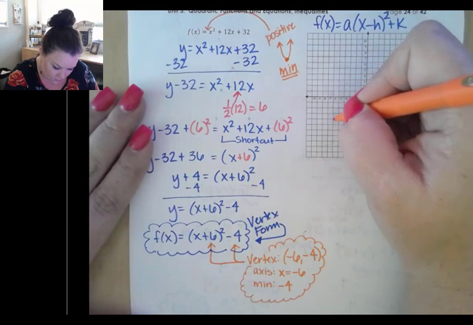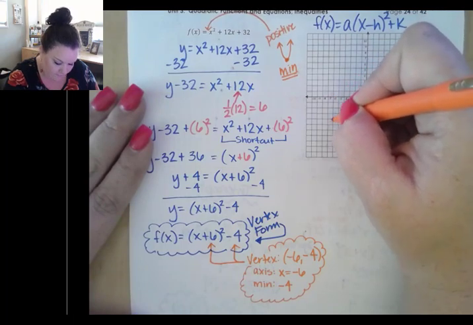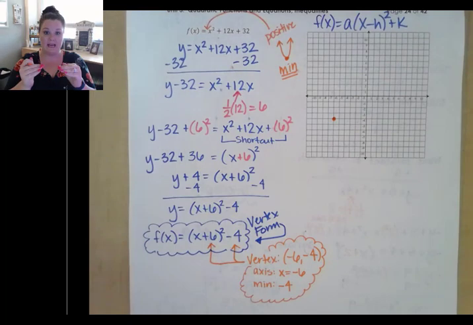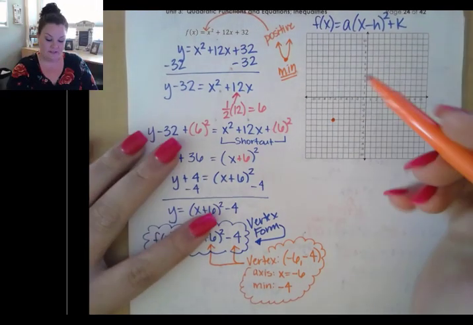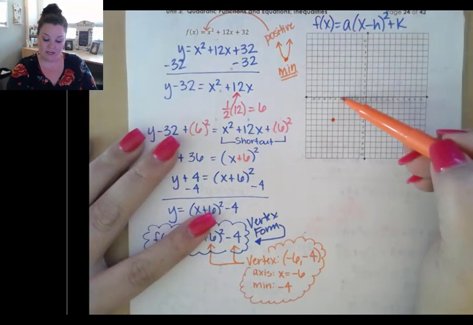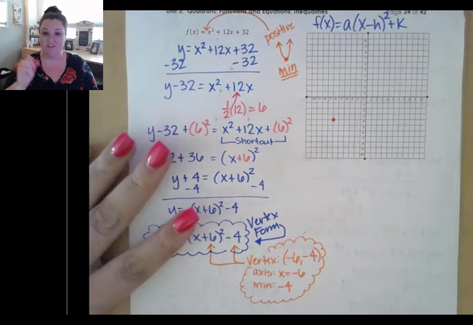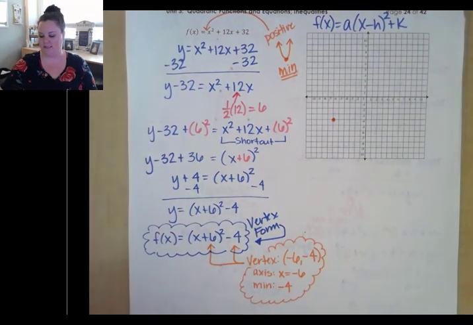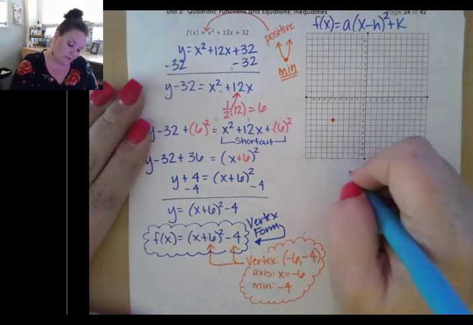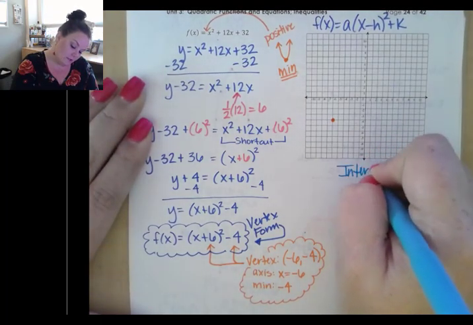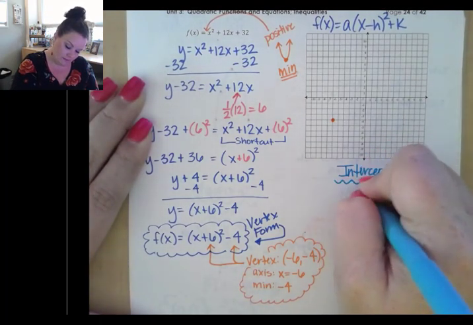1, 2, 3, 4. So we're right here, and so we're below the x-axis, and we know that it's going to open up, right? So if it's going to open up from here, I should have x-intercepts. So let's go ahead and figure out where it crosses the x-axis and the y-axis so we get a nice pretty picture. Okay. All right, so now we're going to find our intercepts.